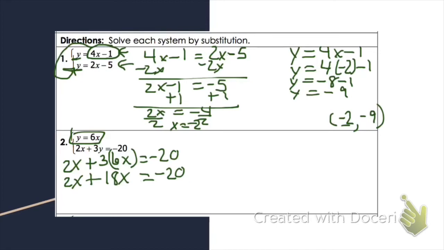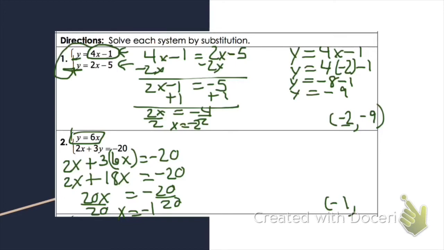I'm going to combine like terms, and 2X plus 18X is 20X equals negative 20. I want to isolate that variable, so I'm going to divide by my coefficient, and I will have X equals negative 1. So my X value is going to be negative 1.